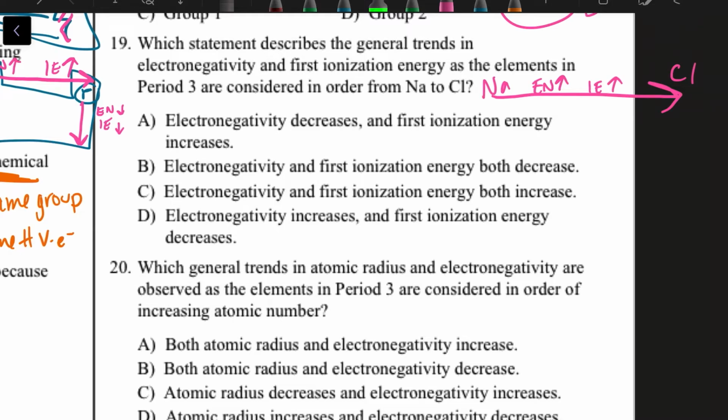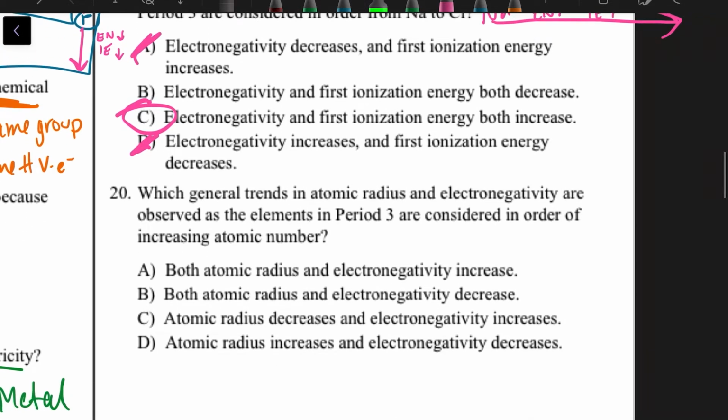So we want something that says electronegativity and ionization energy both increase, making it C. So again, they're both doing the same thing, so you can get rid of at least 2 answer choices there. Again, if you forget, look at the values on table S for all those elements and you can figure that out.